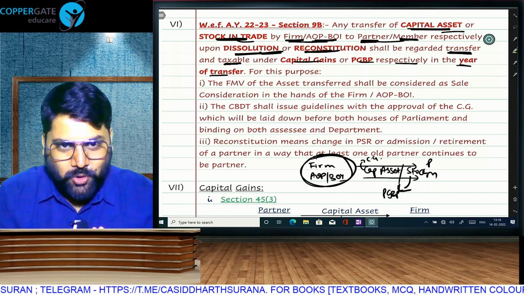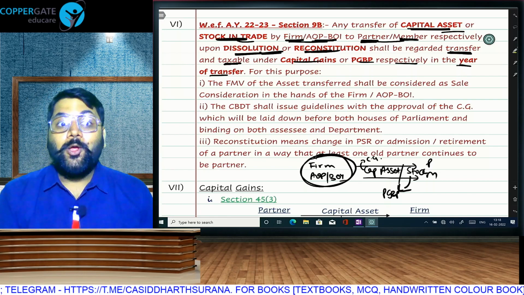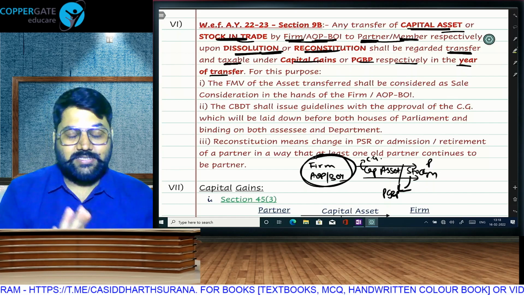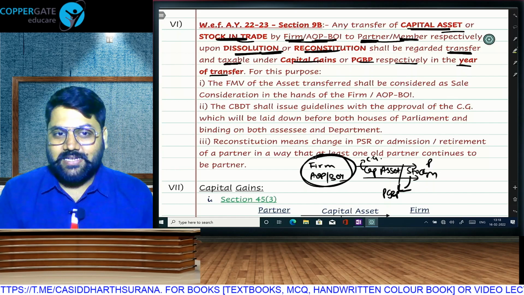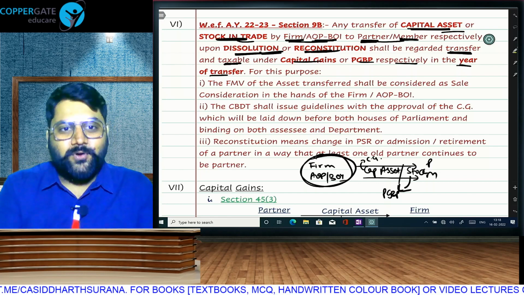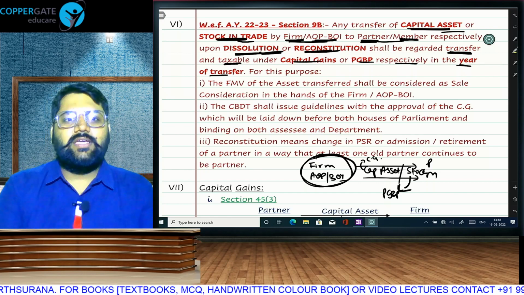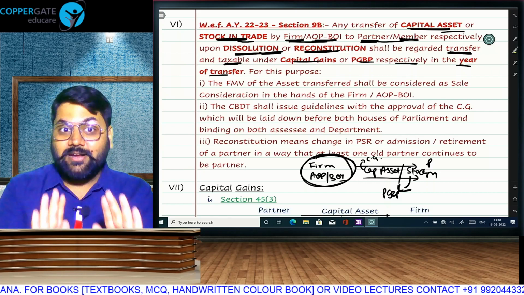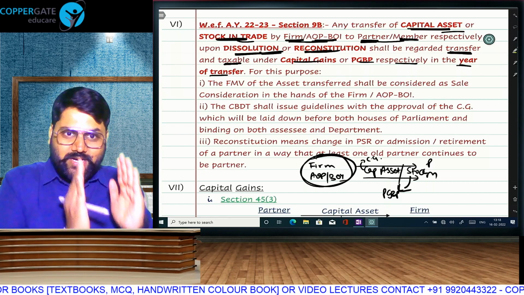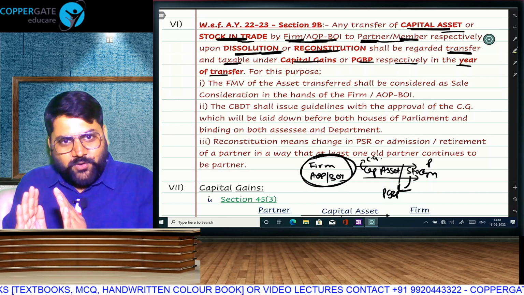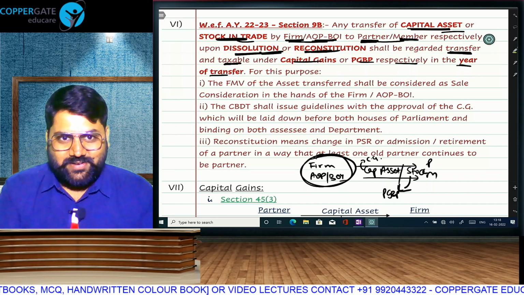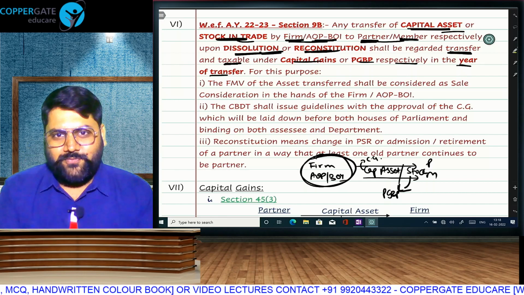So if the asset is stock in trade, only this provision will apply. But if the asset transferred is capital asset, then how will 9B and 45.4 together apply? That is the new complicated concept, and thus we have to do that in detail. But for that, understand 9B properly. You understand 9B properly, then you understand 45.4, and then you understand the joint applicability of 9B and 45.4.